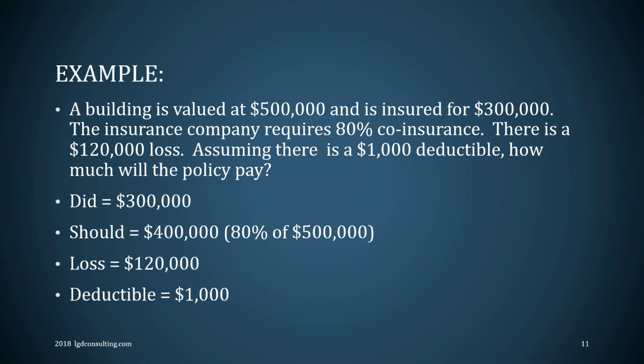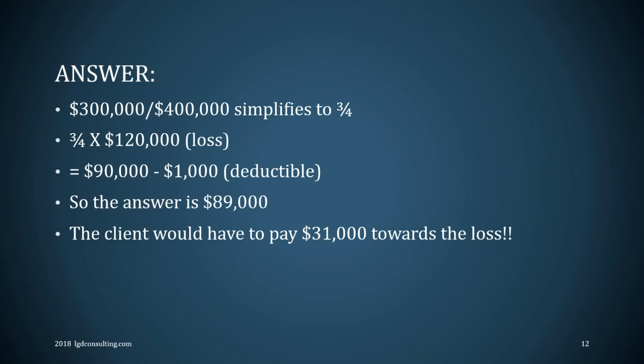So you take 300 divided by 400 times the loss of $120,000. That's going to tell you how much the company will pay on the claim minus the deductible. Again, 300 divided by 400 simplifies to 3/4. 3/4 times the loss equals $90,000, minus the $1,000 deductible. And so the answer is $89,000. That means on a $120,000 loss, this client has to pay $31,000, because they didn't have enough insurance.